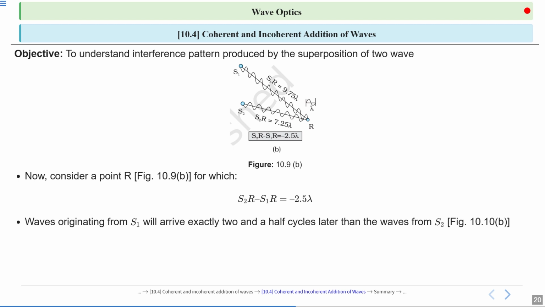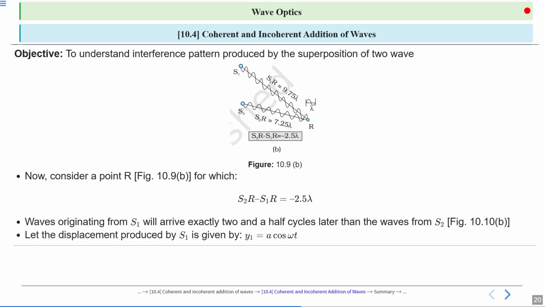So waves originating from S1 will arrive exactly 2.5 cycles later than waves from S2. Okay, so S2 is ahead of S1. So waves originating from S2 will reach earlier than waves originating from S1. How much earlier? 2.5 cycles earlier. Okay. So let the displacement produced by S1 be y1 equal to a cos omega t. Okay, now we will find y2.